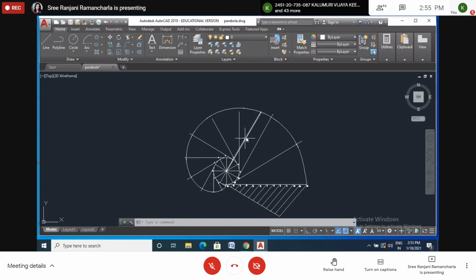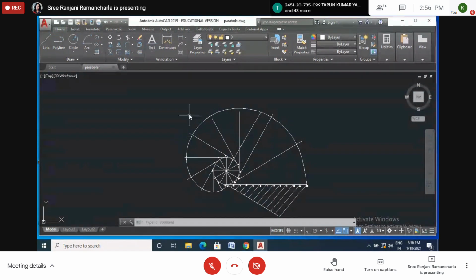But we have to show another one. So put a point anywhere on the curve, wherever you want. Join that point to the center of the circle. After joining, bisect this line. After bisecting, draw the semicircle like this, taking this midpoint as the center and this one as the radius.